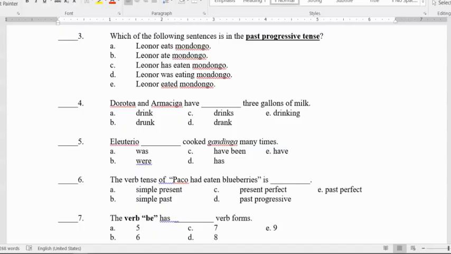What's the tense for letter A? What tense is letter A? Leonor eats mondongo. I want you to review this, okay? This is something that I want you to take time to review. We have present, past, and future. Each of those tenses has a simple tense. So we have simple present, simple past, and simple future.